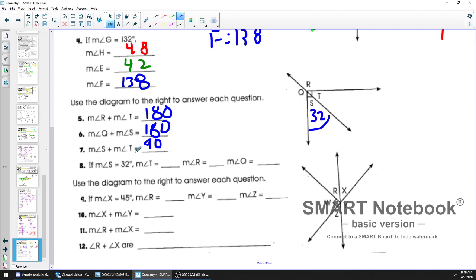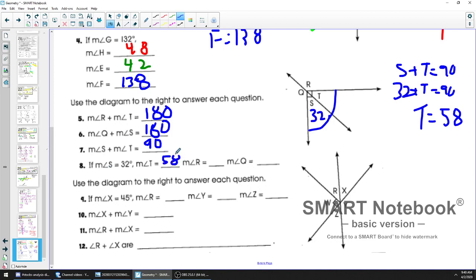So I know S plus T equals 90, right? Because we're making a 90-degree angle. So let me write the equation first. S plus T equals 90. I know S equals 32. T I have no idea, equals 90. Subtract on both sides, and T would equal 58. So let me put that 58 right here.